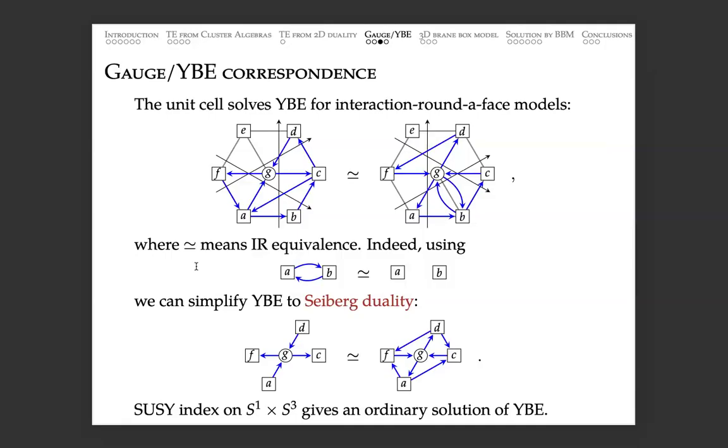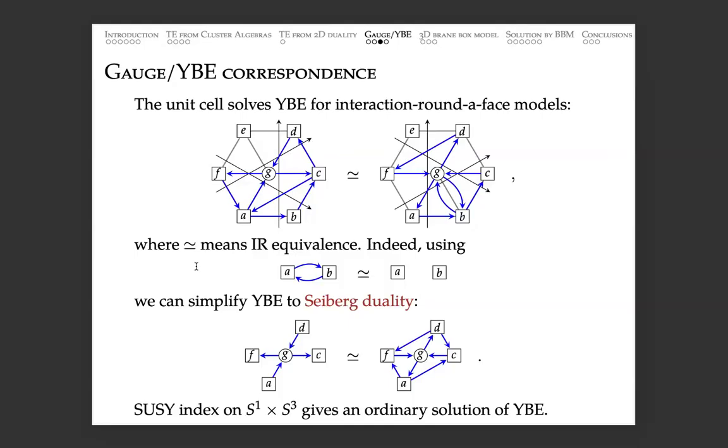What you do is you take each 4-dimensional theory, place them on S1 times S3, and calculate the partition function. Okay. And then this quantity turned out to be RG invariant. So you can calculate this quantity in the ultraviolet, but that gives you the same quantity in the infrared.